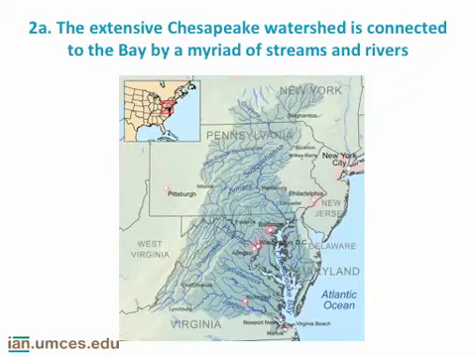The second literacy point is that the extensive watershed is connected to the bay by a myriad of streams and rivers, and you can see this on the watershed map. It's a very large watershed extending up into New York State, half of Pennsylvania, virtually all of Maryland, about half of Virginia, and then little bits of West Virginia, Delaware, and New York. And you can see both the major rivers, but then the streams and creeks that feed into those rivers. And you really virtually can't go anywhere in this watershed without a 15-minute walk arriving at one of these little streams.